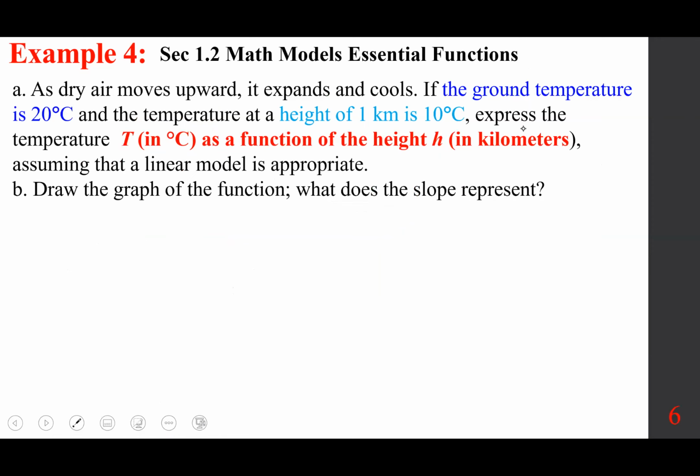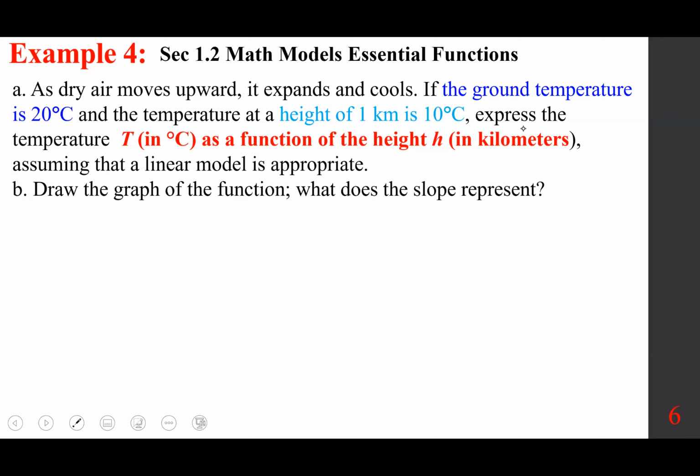All right. Example 4, section 1.2, math models, essential functions. A, as dry air moves upward, it expands and cools. If the ground temperature is 20 Celsius and the temperature at a height of 1 km is 10 Celsius, express the temperature T in Celsius as a function of height in kilometers, assuming that a linear model is appropriate. B, draw the graph of the function. What does the slope represent?